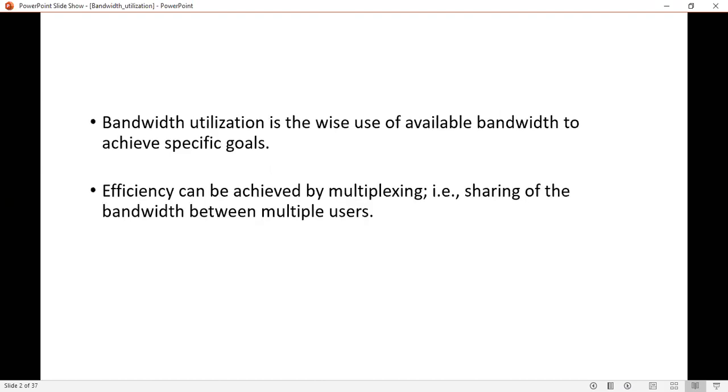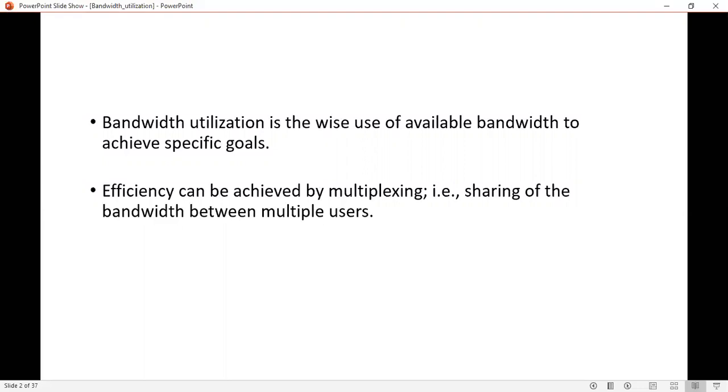Bandwidth utilization is the wise use of available bandwidth to achieve specific goals. That is, how wisely we can make use of the available bandwidth without wasting the resources. Efficiency can be achieved by multiplexing, that is, nothing but sharing of the bandwidth between multiple users.